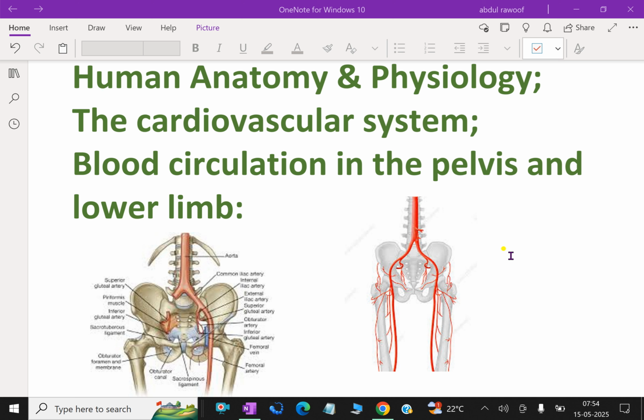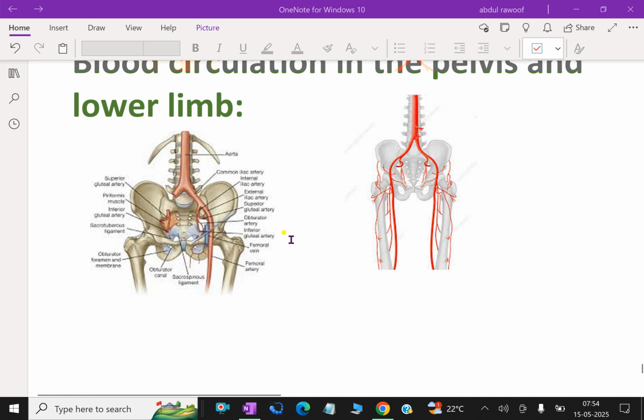The small saphenous vein begins behind the ankle joint where many small veins which drain the dorsum of the foot join together. It ascends superficially along the back of the leg and in the popliteal space it joins the popliteal vein, a deep vein. Now we'll discuss further about blood circulation in the pelvis and lower limb.